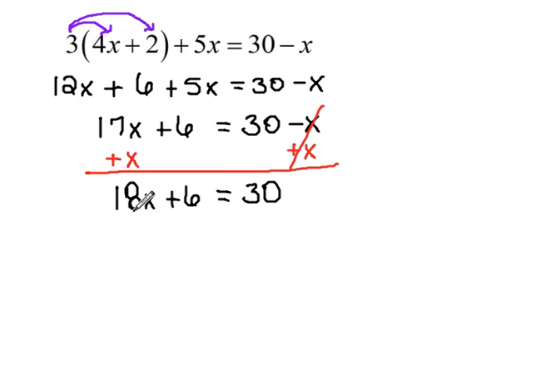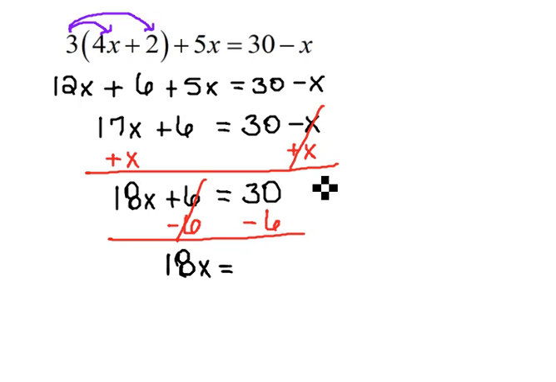Now, I want x's alone, so I need to move this 6 to be with the 30. Those numbers, those are just numbers, so we need to collect those like terms. Because we're moving it across the equal sign, we have to remove it from this side. The opposite of plus 6 is a minus 6. So we're going to do that to both sides of the equation. Now on the left we have 18x equals, and on the right we have 30 minus 6, which would be 24.